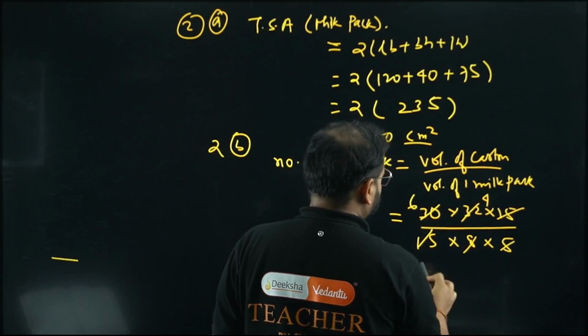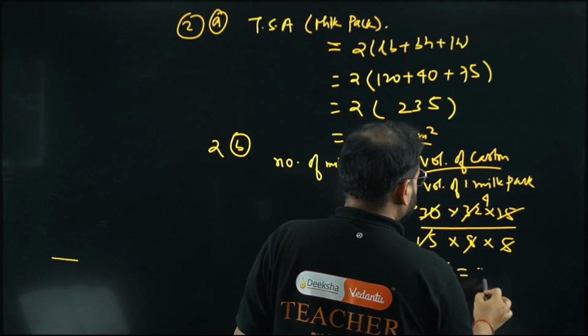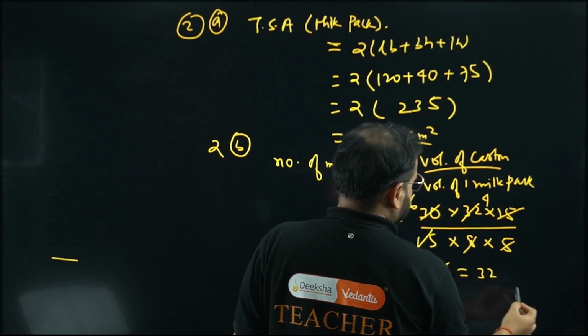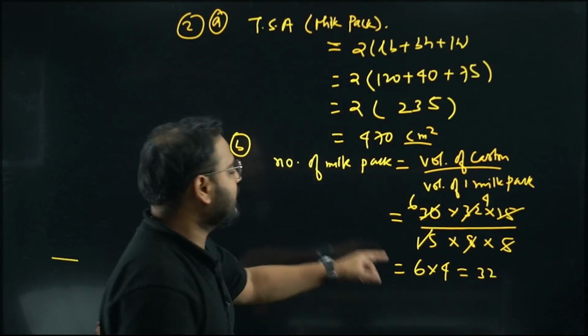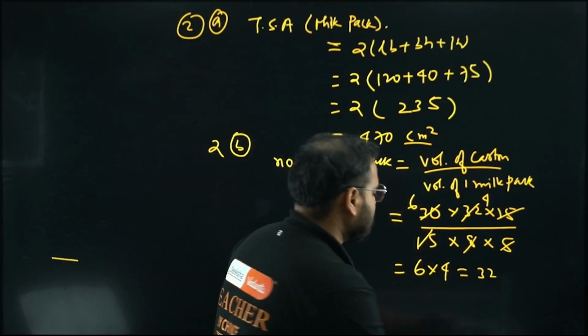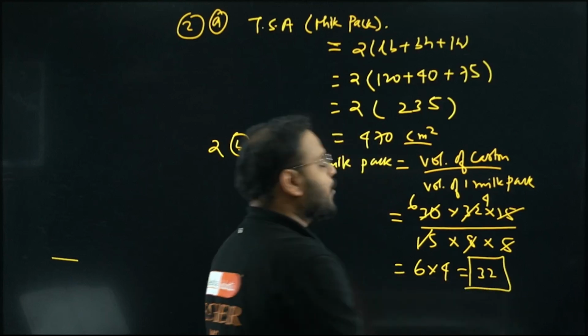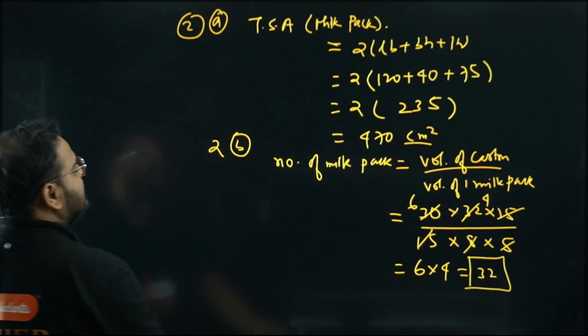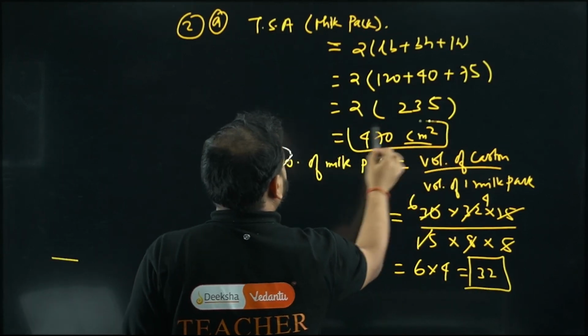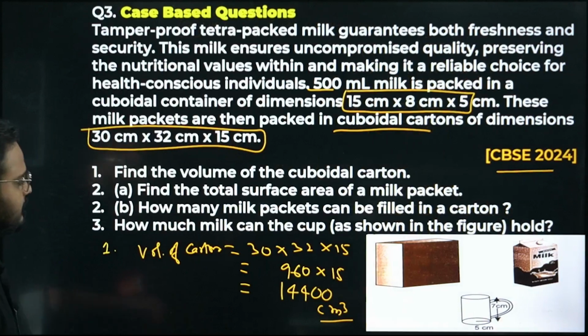What is the answer? 6 into 4, how much is the answer? 32 units, right? 32 packs. Number of milk packets will be 32 in one carton. This is the answer. Yes or no? Yes, so this is the second answer. Okay. First is over here.